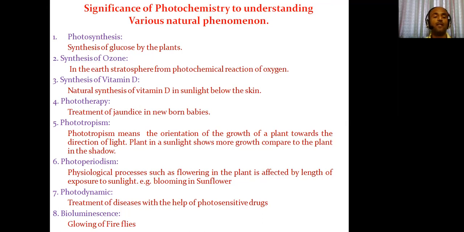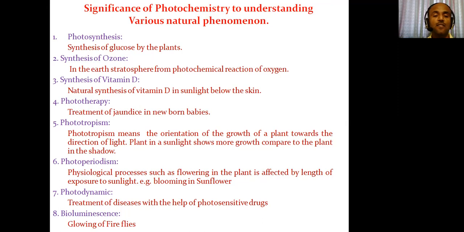Next reaction is synthesis of ozone. Synthesis of ozone is also a photochemical reaction. In the Earth's stratosphere, from 3 moles of oxygen, 2 moles of ozone are formed, and that is a photochemical reaction.